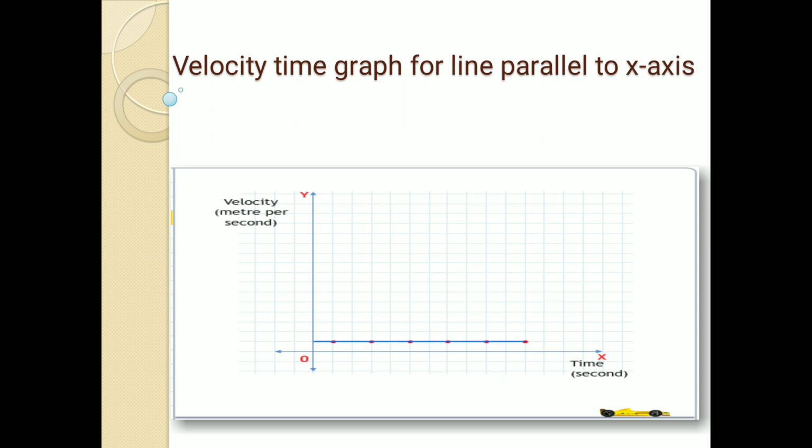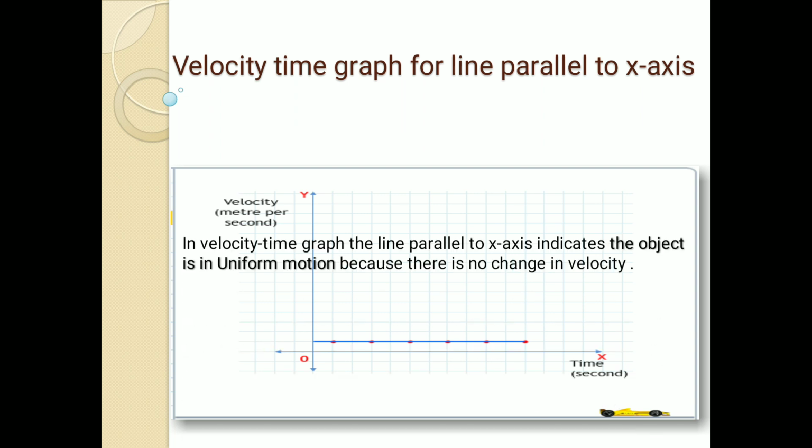Because velocity is there, right? Y-axis is mentioned on velocity. Some velocity is there, which means obviously the object is moving. The object is not at rest. We can't say that the object is at rest because this is a velocity time graph. It has some velocity. But in a distance time graph, the object is at rest because there is no change in distance. But here some velocity is there.